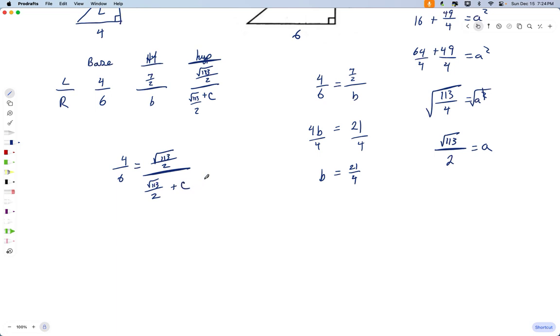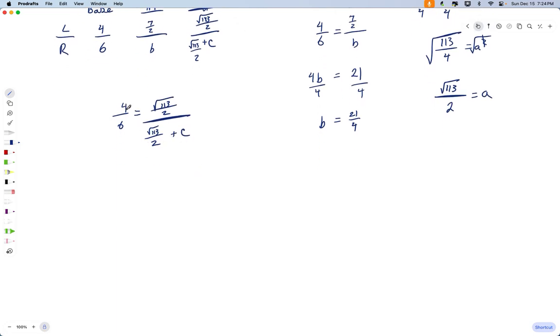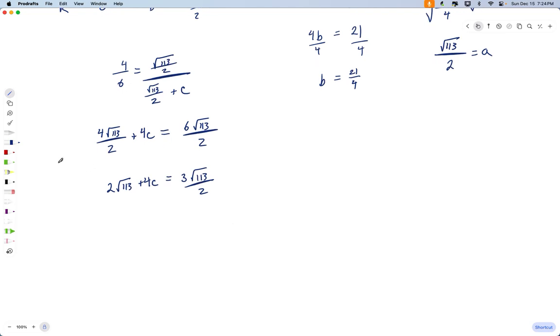And we're going to cross multiply. So we've got 4 times the square root of 113 over 2 plus 4c is equal to 6 times the square root of 113 over 2. Well, I can divide 4 by 2 and get 2 times the square root of 113 plus 4c. And then 6 divided by 2 is 3 times the square root of 113. Oh, I'm sorry, I've already divided by 2. So this goes away. All right, so the division by 2 is done.